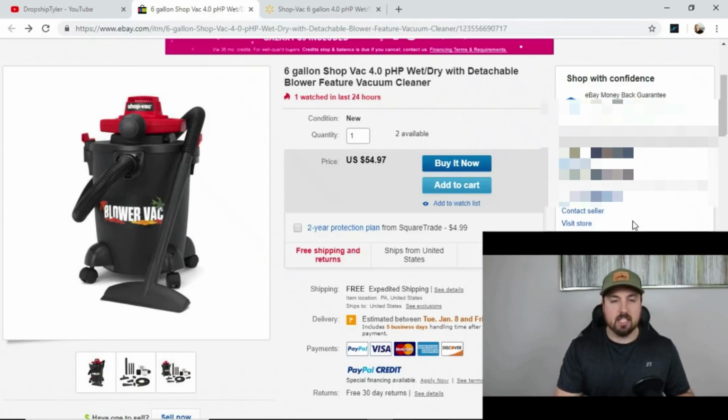But the fact is they listed the item at $54.97, and obviously they're not going to list at a negative profit once they calculate in all the back-end stuff and everything like that. So yeah, we're assuming this person's going to make a profit, so let's figure out how they're doing it.